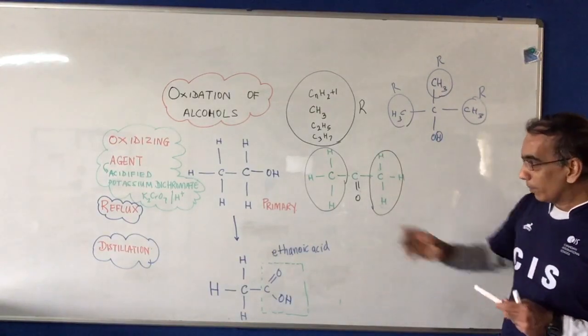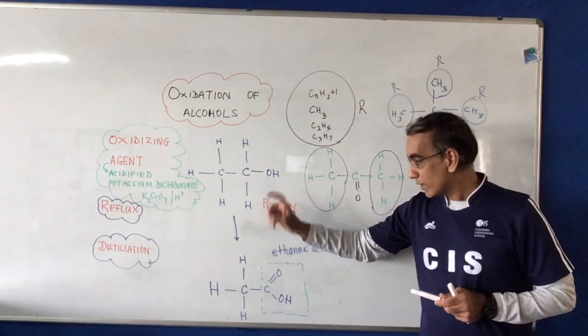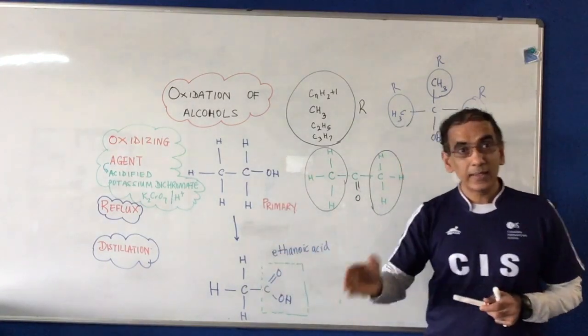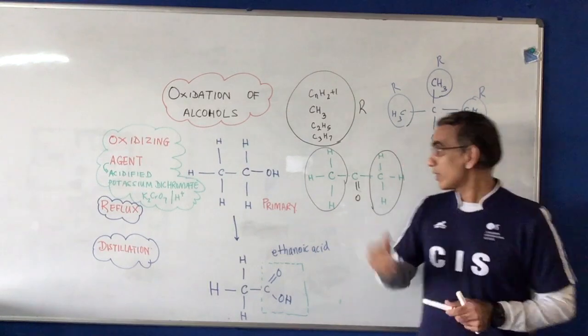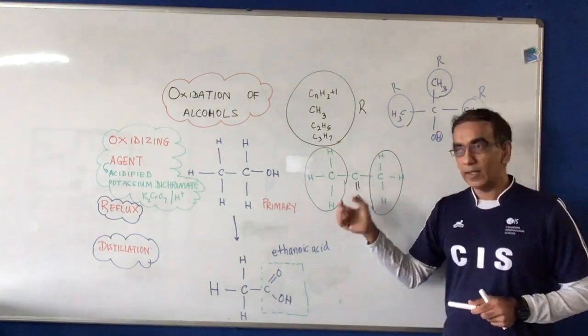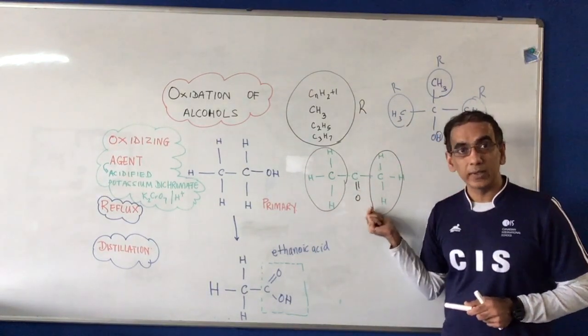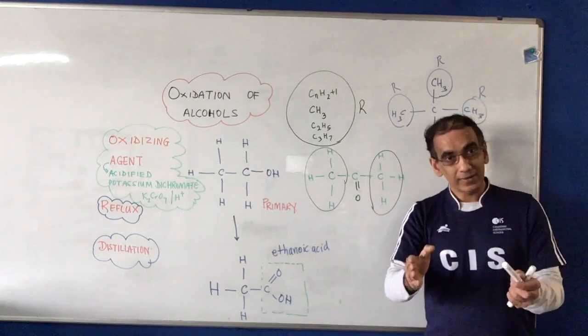And therefore, the primary alcohol can undergo first an oxidation to an aldehyde and then to a carboxylic acid. The secondary alcohol is limited and is only able to get oxidized to a ketone. And the tertiary alcohol cannot be oxidized.